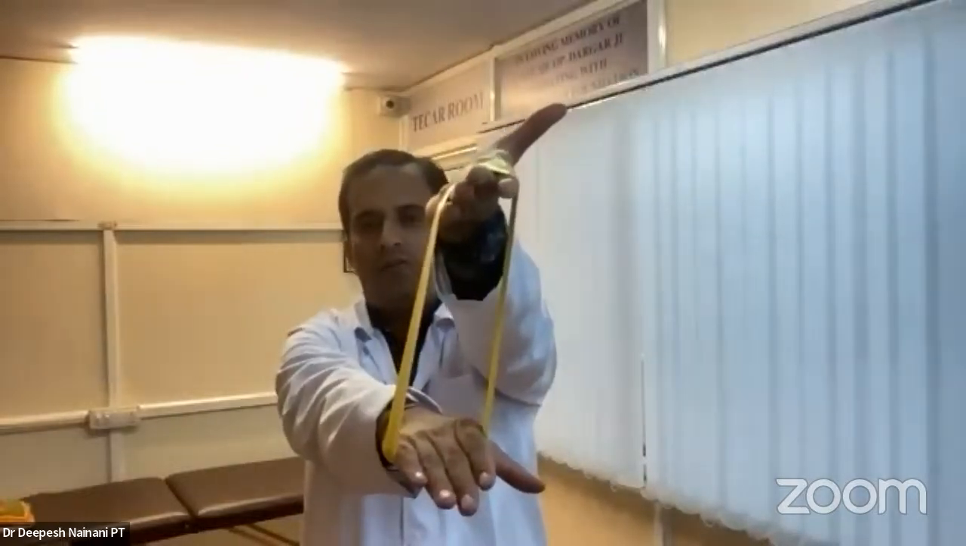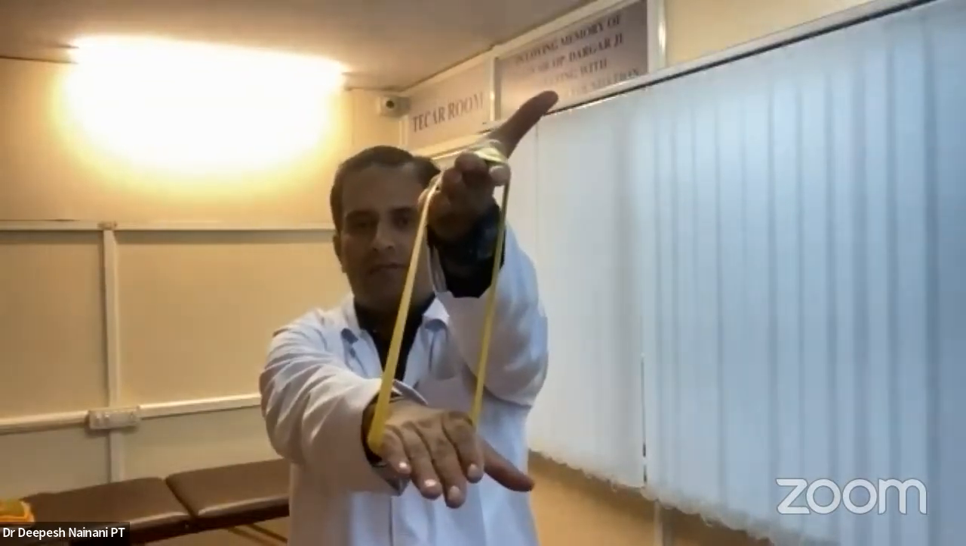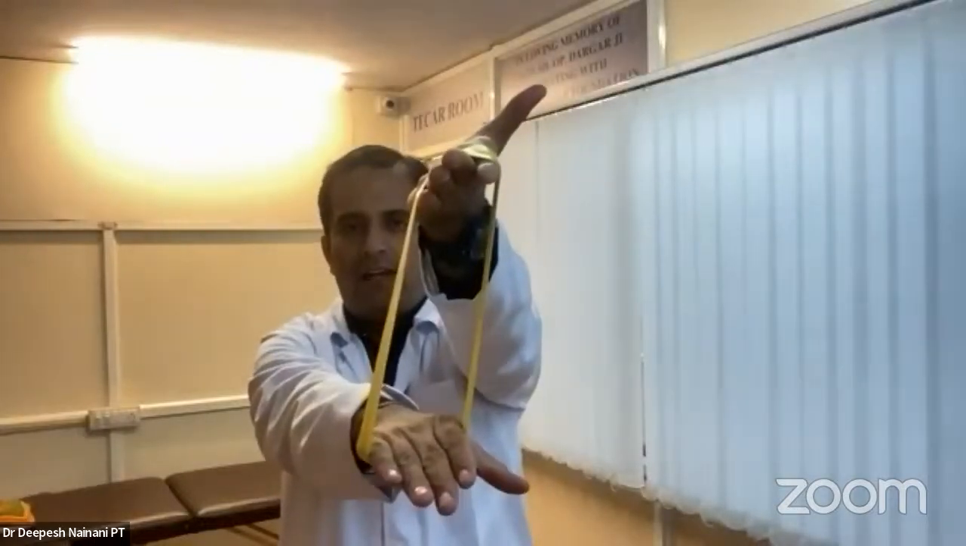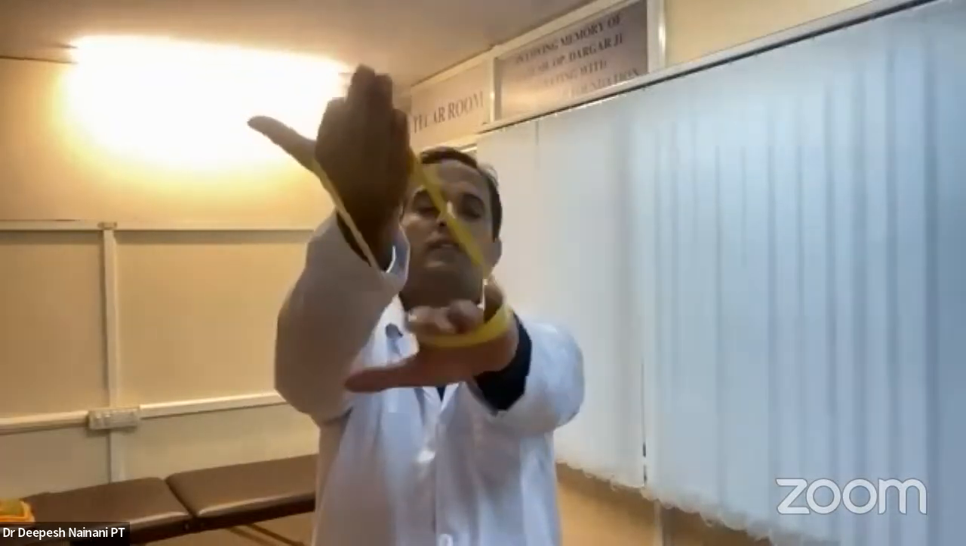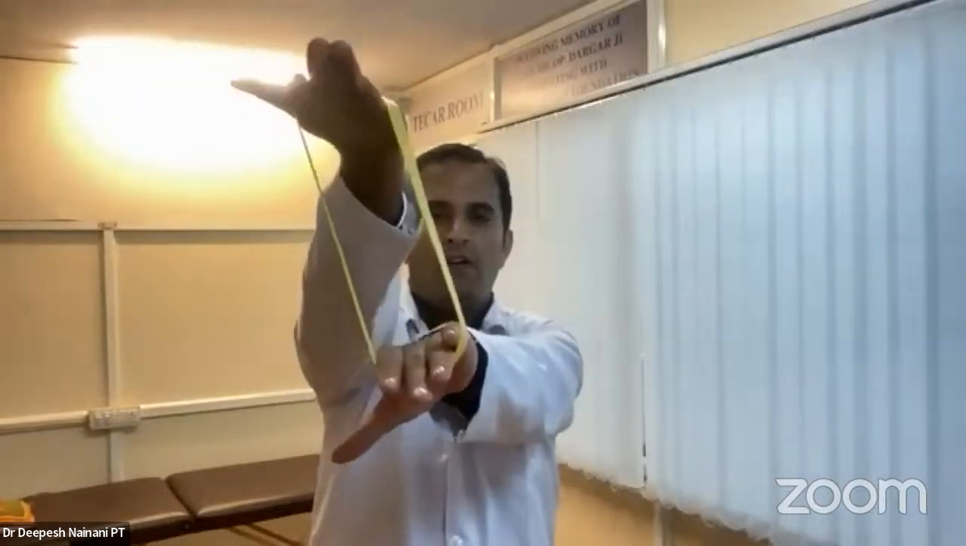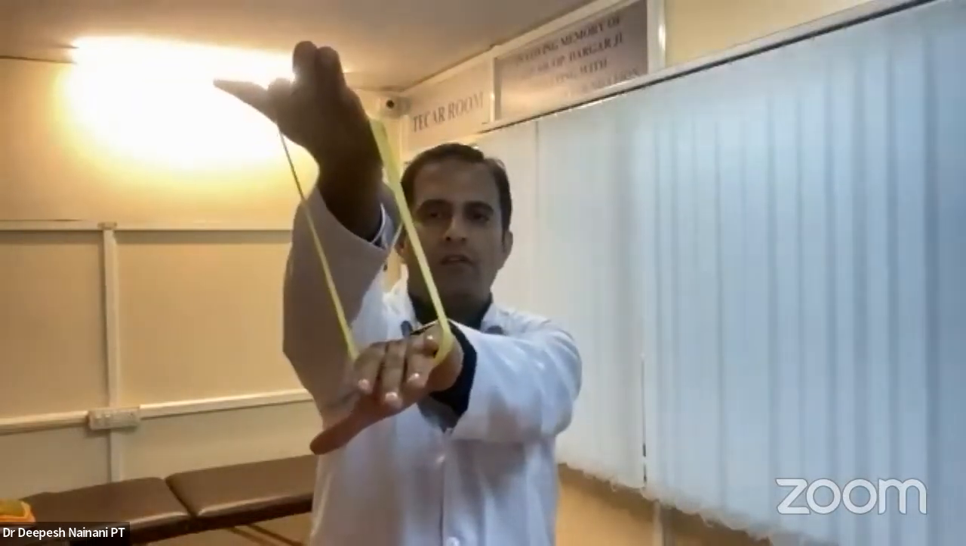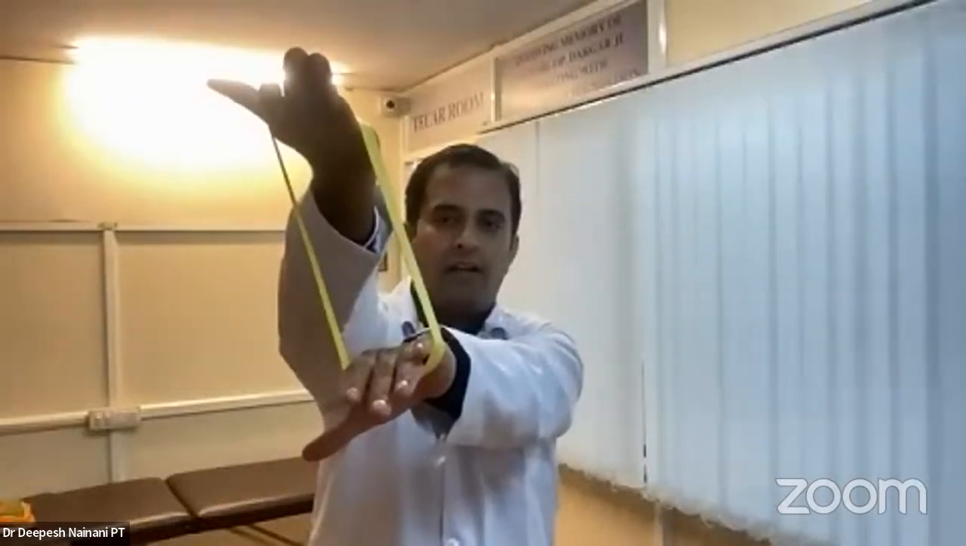1, 2, 3, 4, 5, 6, 7, 8, 9, 10. Very good. Third, that was in downside. Now it is going up, and this is going down. 1, 2, 3, 4, 5, 6, 7, 8, 9, 10. Yes, very good. First, we have done like this.